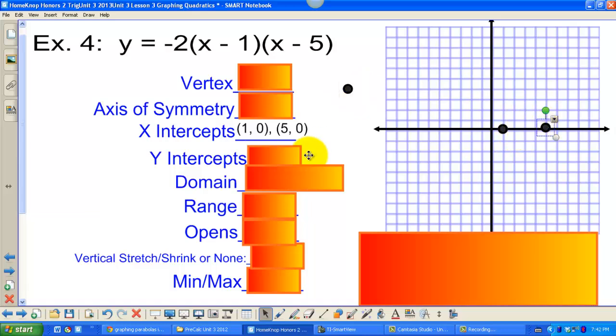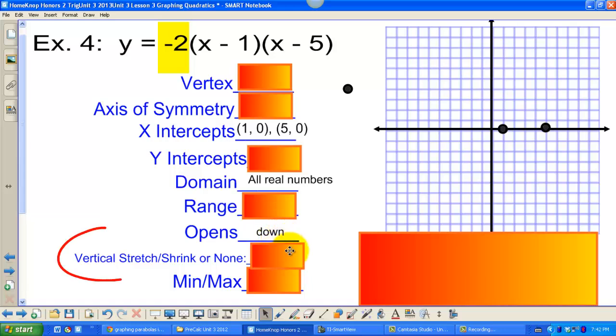All right. Now, what else do I know? I do know that my domain is all real numbers. Because the number in front of my factored form is -2, the negative tells me that it opens down, and then the 2 tells me that I have a vertical stretch by a factor of 2.